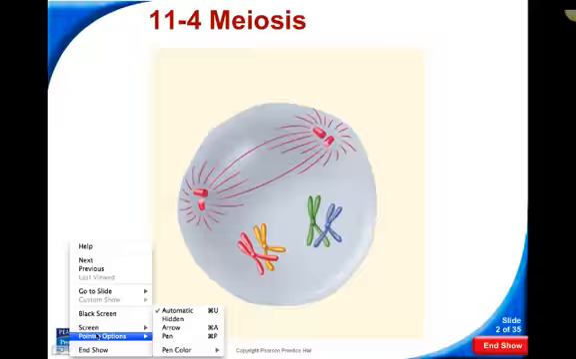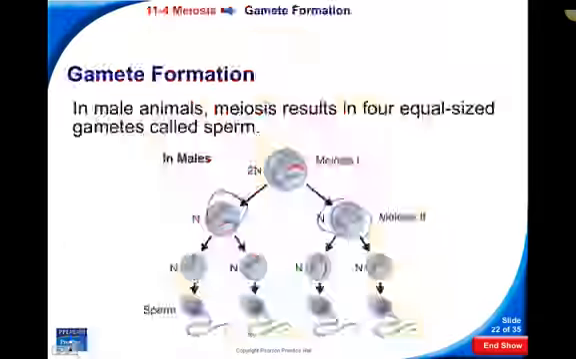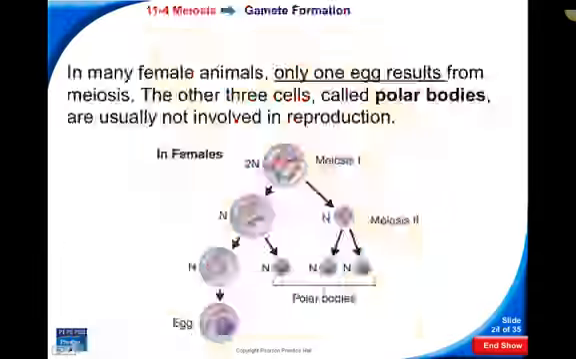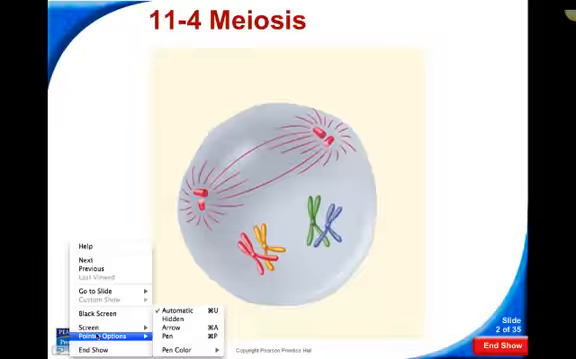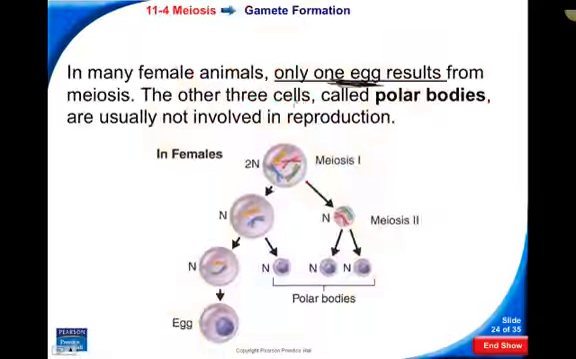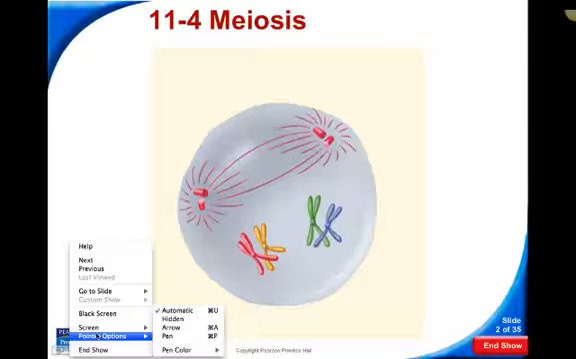Notice they are all the same size, because it's going to be different in females. Okay, in females, only 1 egg cell results from meiosis. The other 3 cells are something called polar bodies, and they're usually not involved in reproduction. It's very rare, and actually what happens is they just dissolve.